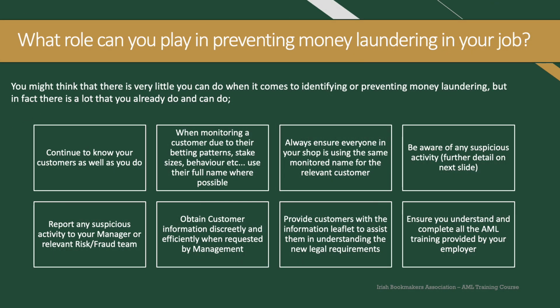You might think that there is very little you can do when it comes to identifying or preventing money laundering as part of your role, but in fact there is a lot that you already do and can do. It does vary between retail and online operators, but your risk assessment and policies and procedures will outline specifically what you can do. In general, you should continue to know your customers as well as you do. When monitoring a customer due to their betting patterns, stake sizes, behaviour, etc., use their full name where possible. Always ensure everyone in your shop is using the same monitored name for the relevant customer.